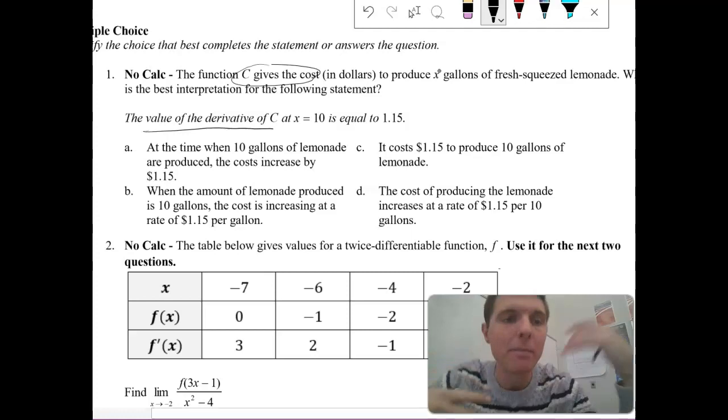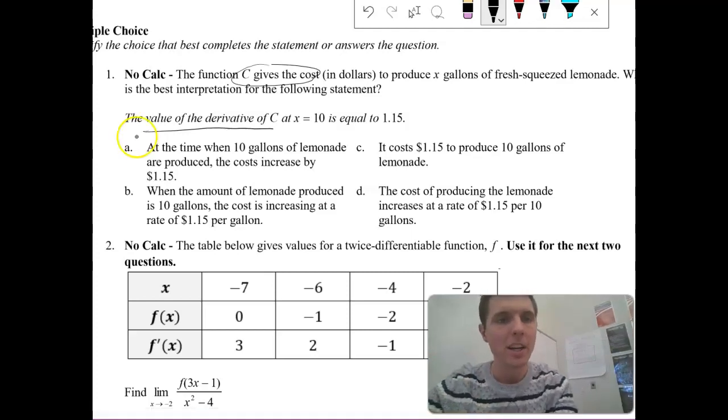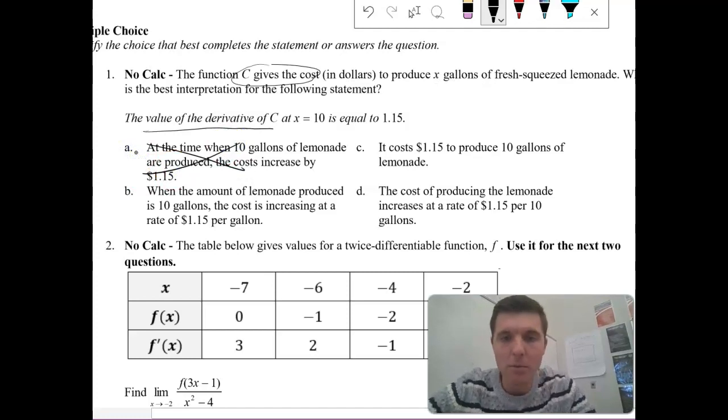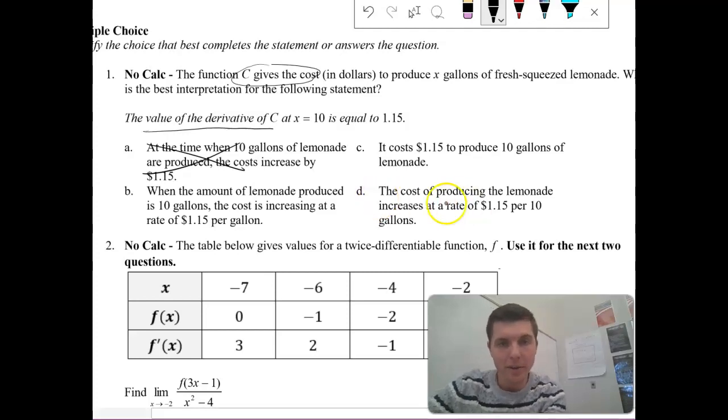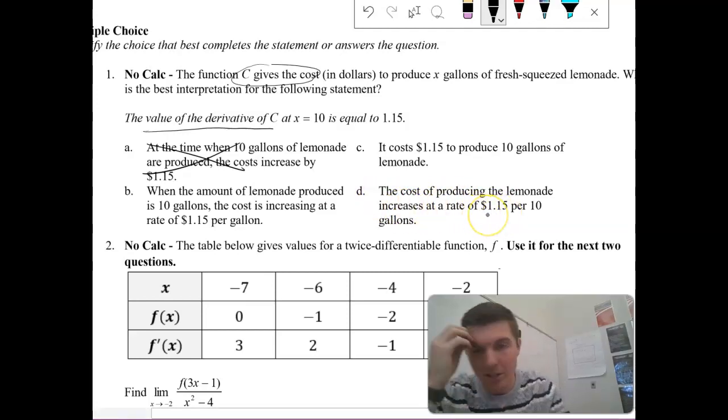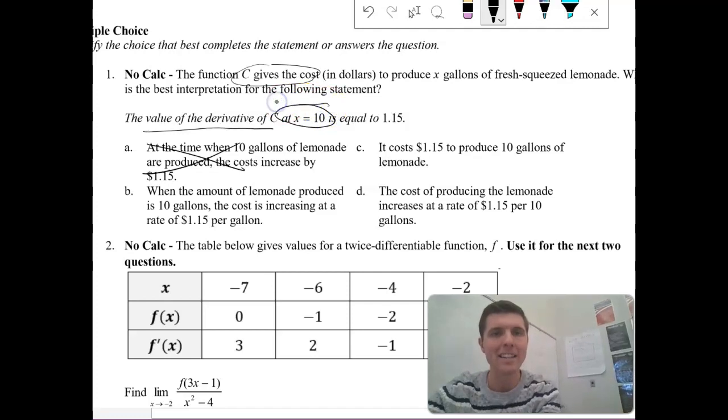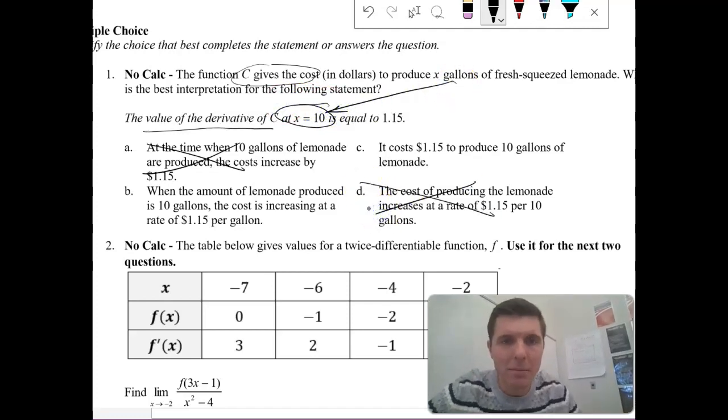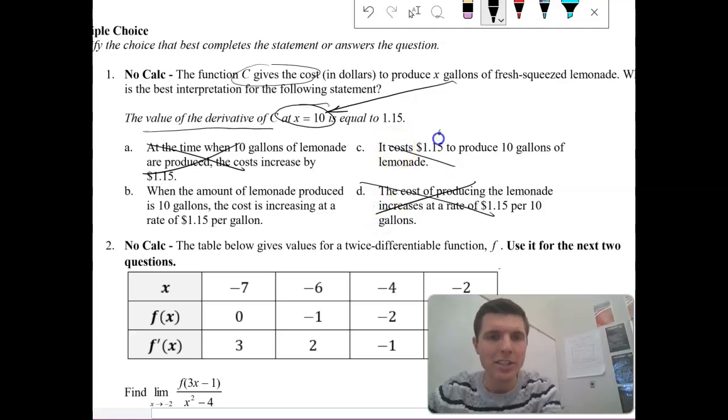So let's look at this one. First one. At the time, nope, no times involved, so it's definitely not A. That was the most common incorrect answer. The cost increases at a rate of 115 per 10 gallons. That's close, but it's not quite right because it's not taking into account the fact that I'm at 10 gallons exactly. That's my input, so it's not D either. C, it costs this much. No, that's just an input-output.